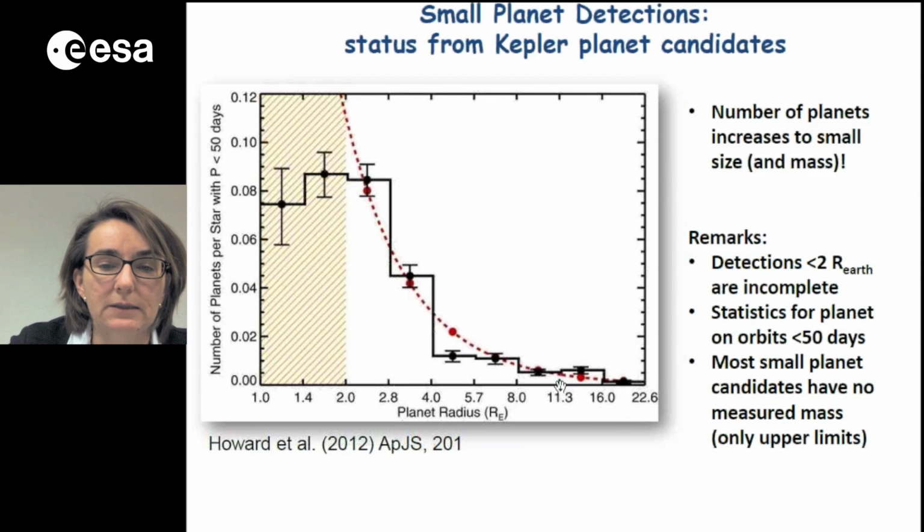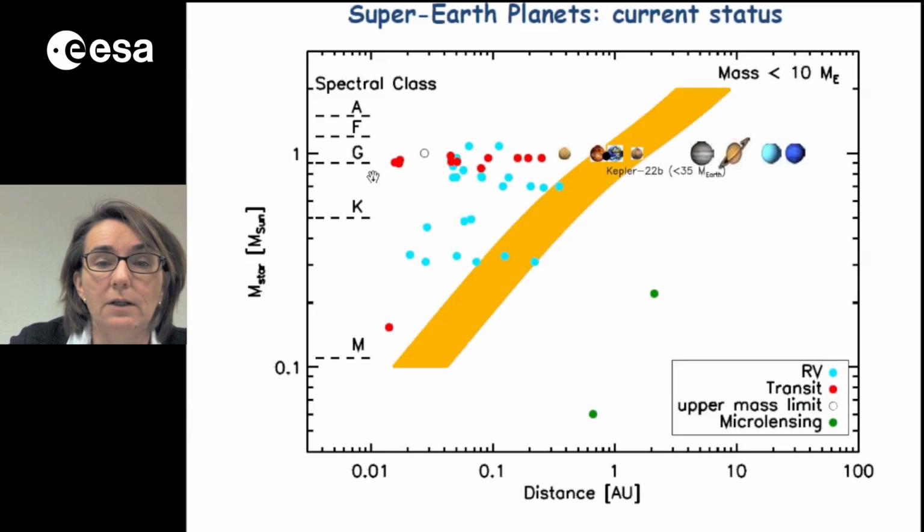So what is expected is a large number of small rocky planets orbiting around other stars. And this is strengthening the case to say, okay, there might be planets out there which would be habitable and orbit at the right distance even. But if you look at what we know today, this is again a diagram as you have seen it before.